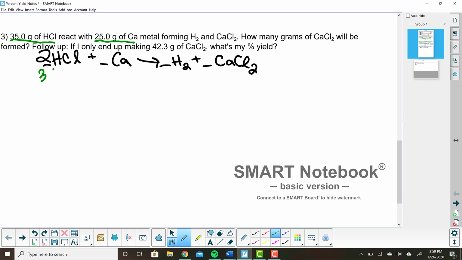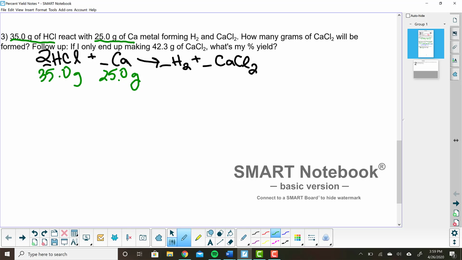So 35.0 grams and 25.0 grams. Anytime that you see multiple masses or multiple values for your starting materials, for your reactants, that should be a pretty big hint that we are going to have to figure out which one of those, either the hydrochloric acid or the calcium, is the limiting reactant. We're going to have to figure that out, and then that number, whatever we make, that's going to end up being our theoretical yield amount, right?